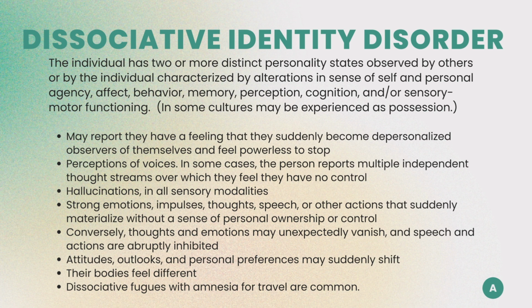Dissociative fugues with amnesia for travel are also common in people with dissociative identity disorder, where they will enter into this dissociative state. So maybe an alter will take over, they go somewhere, or maybe it's the small child alter that could have been abused. They hide under the bed, and the host might come back to hiding under the bed and not know how they got there or why they got there.